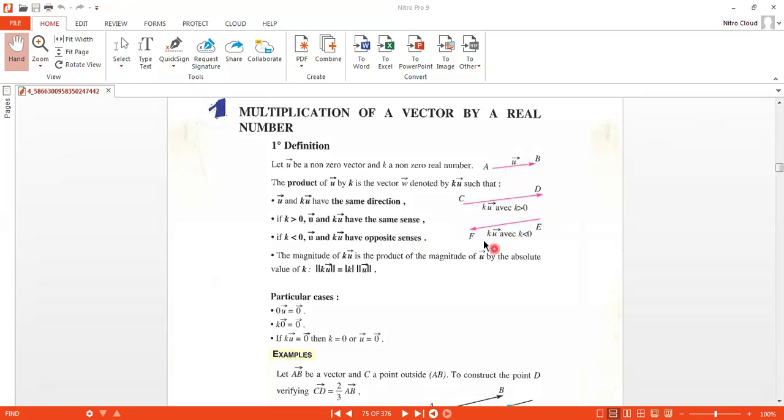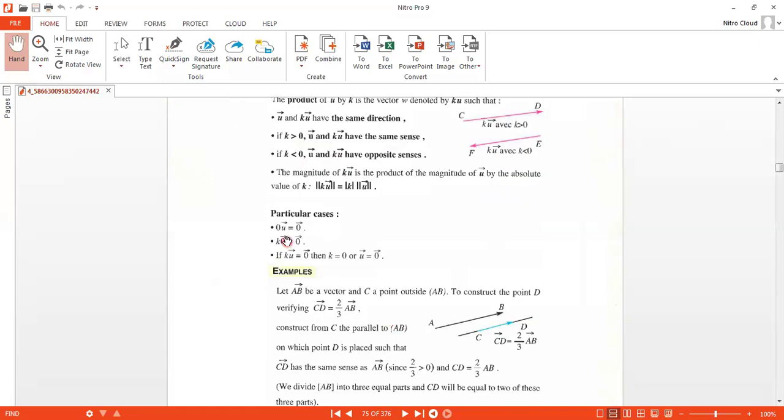So from now on, if you multiply a vector by a constant, if this constant is positive, then you will get a new vector of the same sense. If k is negative, then you will get a new vector of opposite sense. Of course, we have particular cases. If you multiply a vector by 0, you are going to get the zero vector.